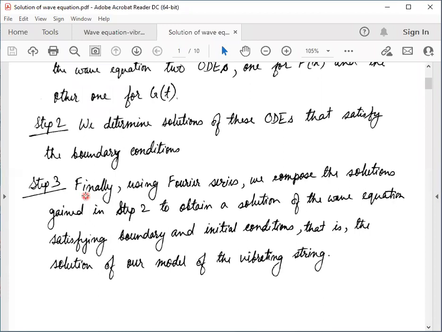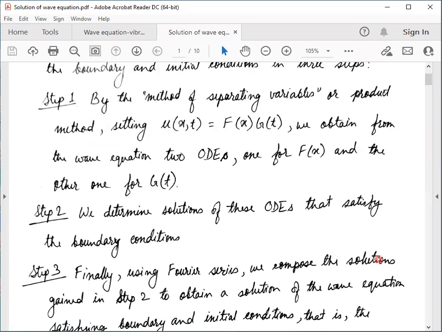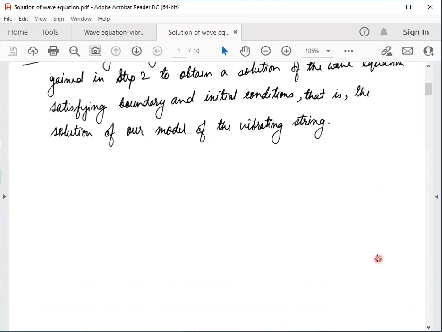In step 3, finally, we are going to use the method of Fourier series and we shall compose the solutions that we obtained in step 2, to obtain a solution of the wave equation satisfying the boundary as well as the initial conditions. That is, after step 3, we are going to find the final solution of our model of the vibrating string. So let us adopt these 3 steps and start solving.